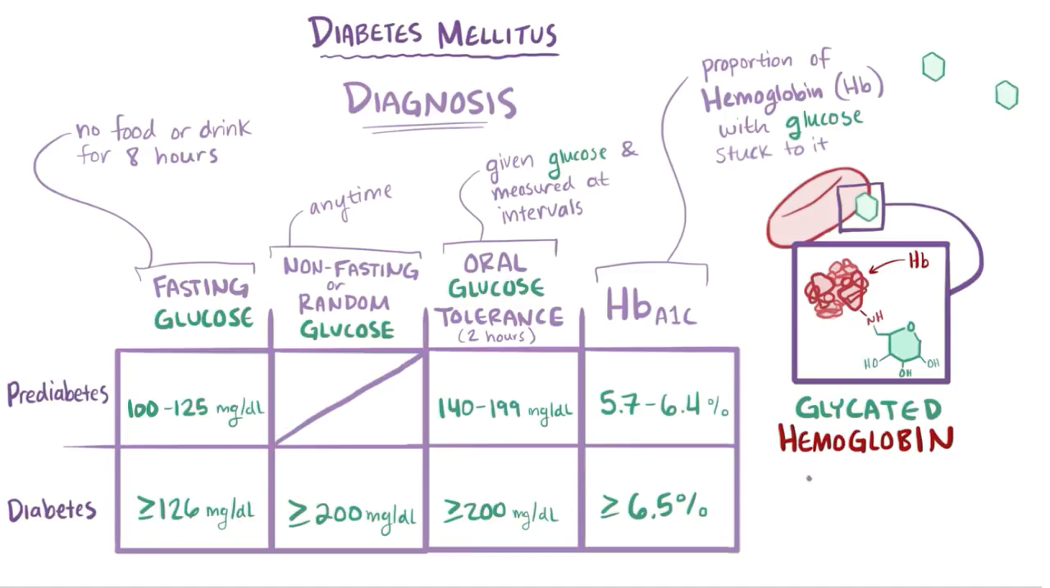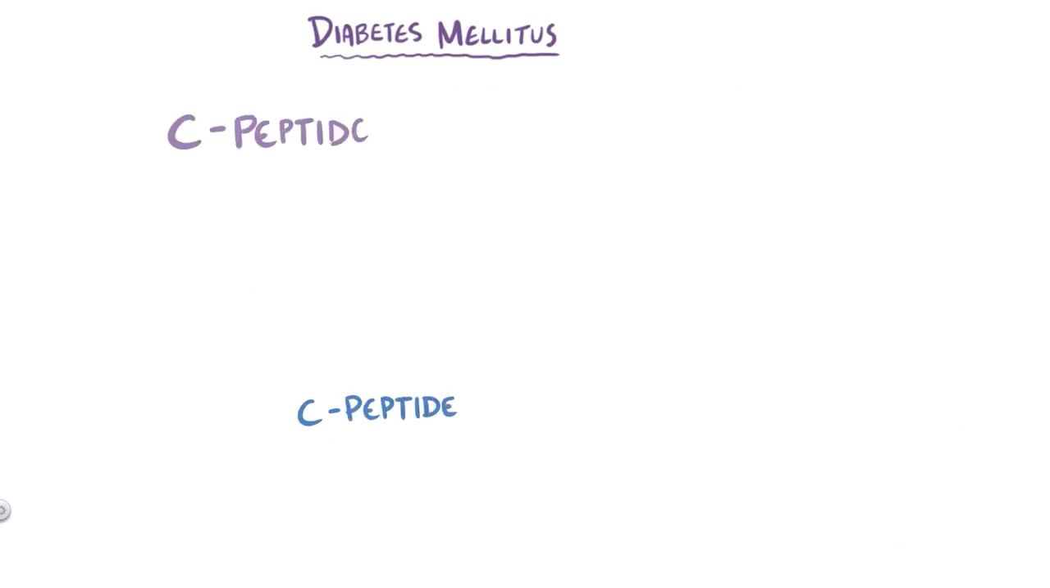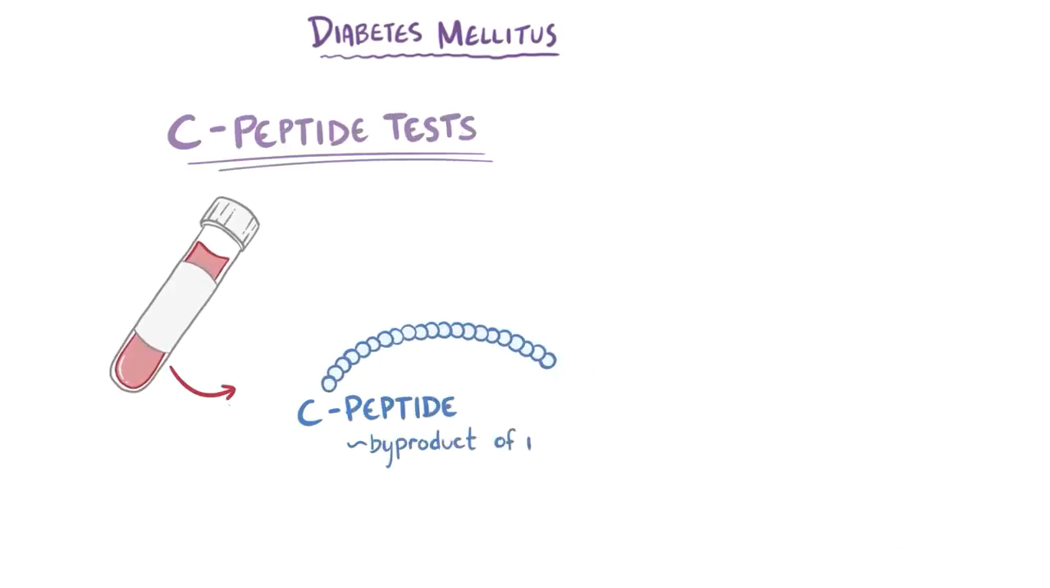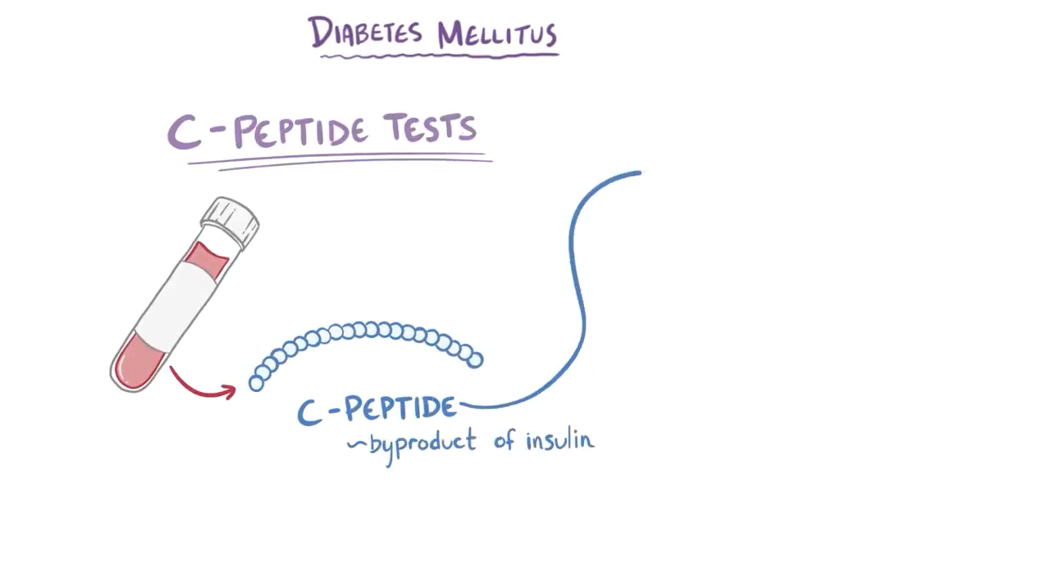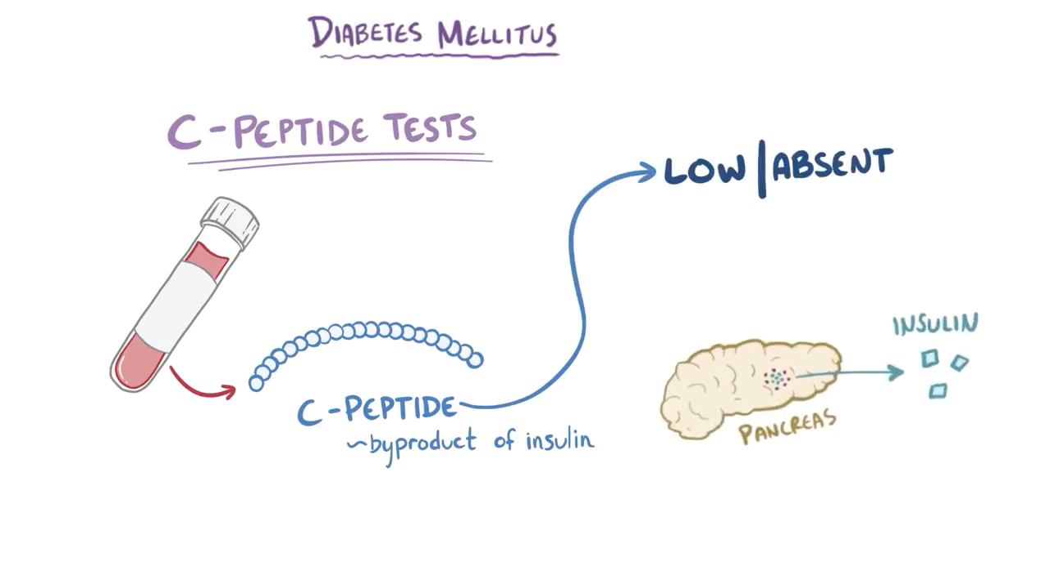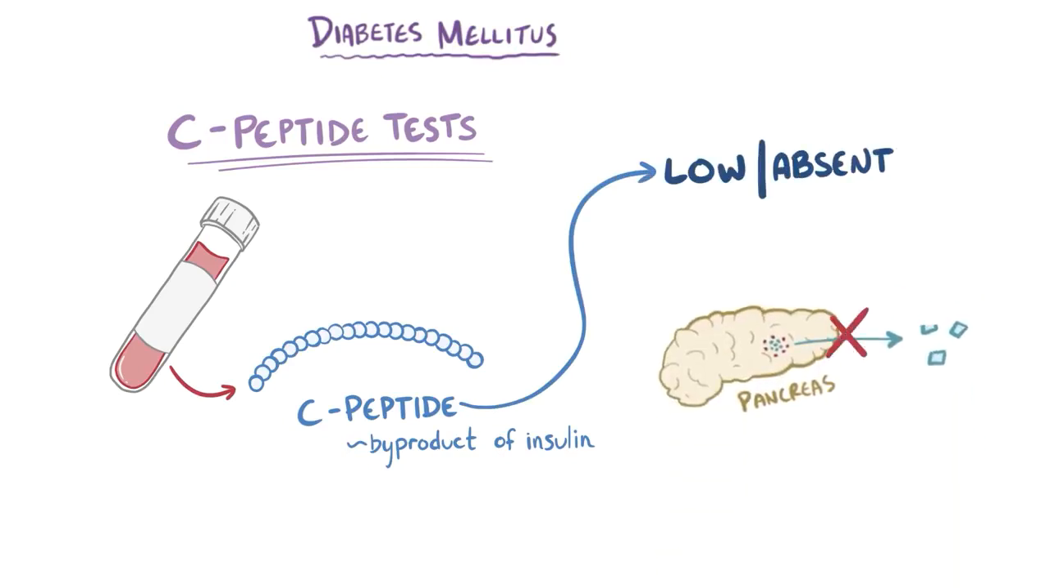This proportion of glycated hemoglobin doesn't change day to day, so it gives a sense for whether the blood glucose levels have been high over the past 2 to 3 months. Finally, we have the C-peptide test, which tests for byproducts of insulin production. If the level of C-peptide is low or absent, it means the pancreas is no longer producing enough insulin, and the glucose cannot enter the cells.